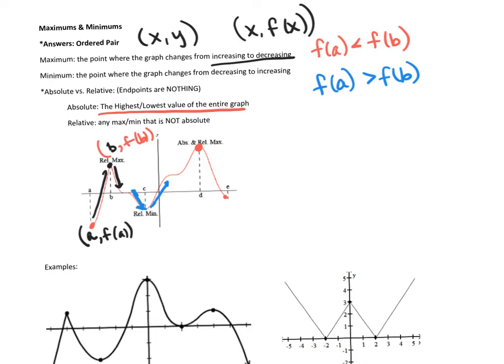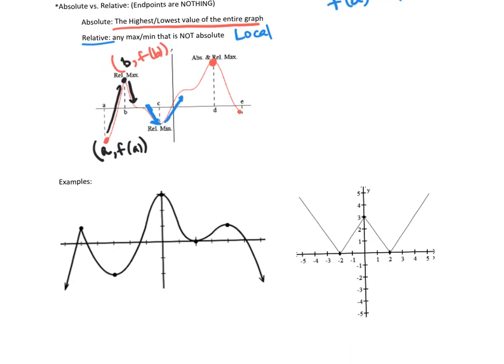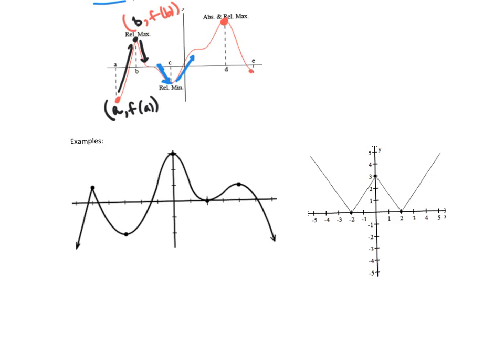The other type is when you see a whole bunch of changing points on the graph, but they're not the highest or lowest. If you see that, that means you're dealing with what we call a relative or a local. The word local means that it's a maximum or minimum at that point, but it's not the highest or the lowest. Local and relative mean the exact same thing. So let's look at these graphs and try to identify the maximum and minimums and tell you what kind they are.